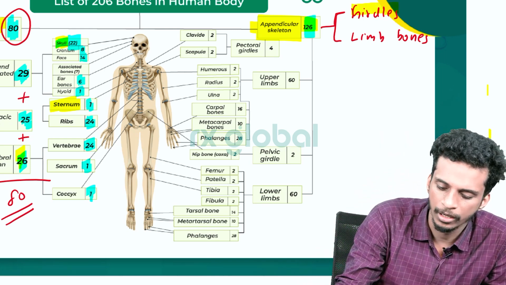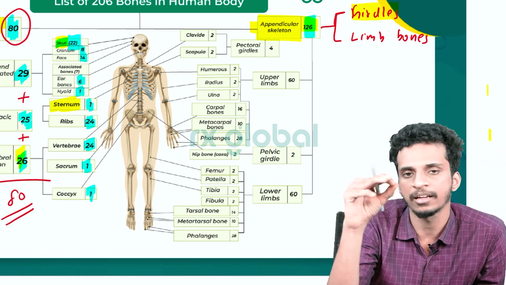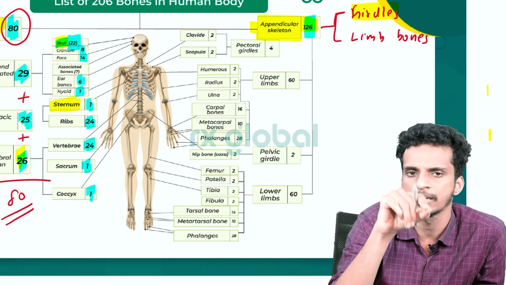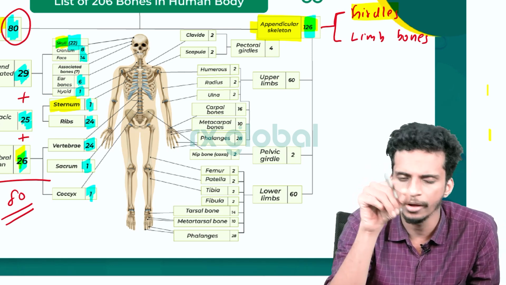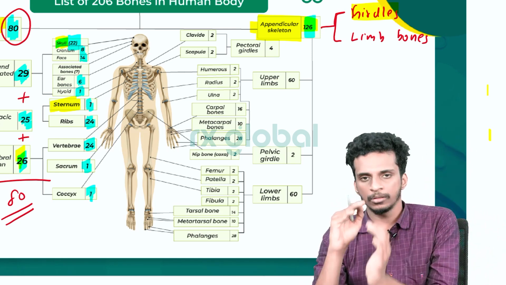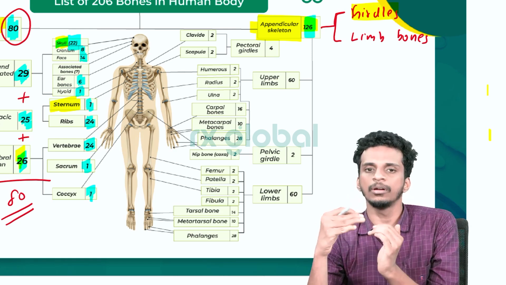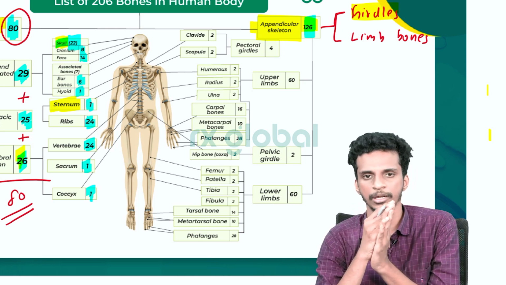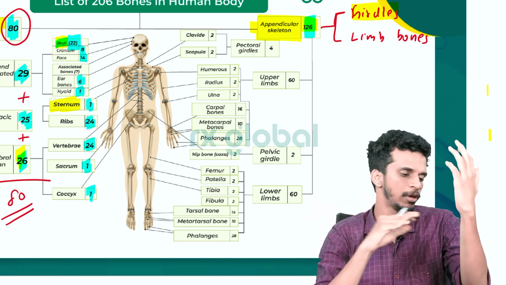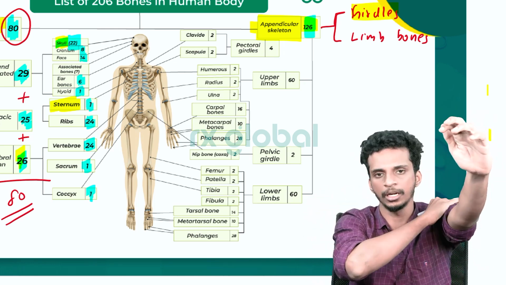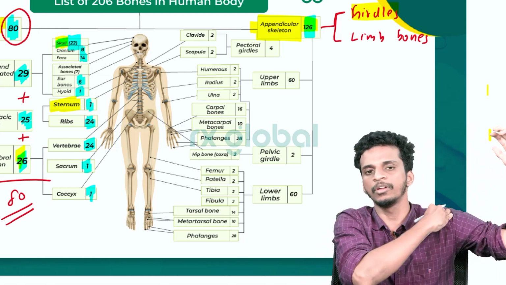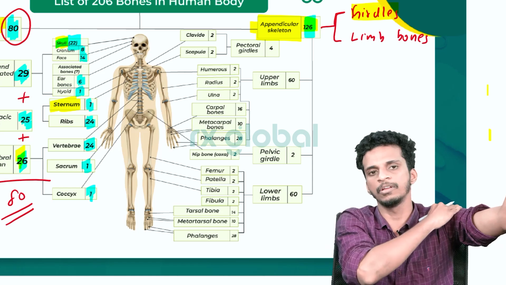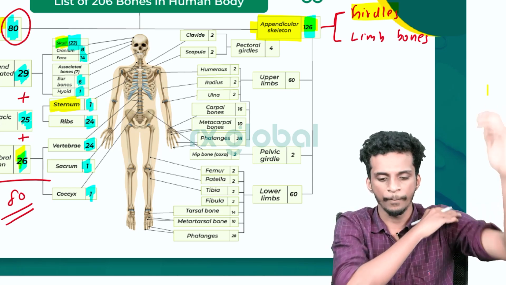So what's a girdle? Girdles are the bones which connect the axial skeleton with the appendicular skeleton. I hope it's clear. Even though they are connections, we count the girdles with the appendicular skeleton. Where do we need the connections? We have the upper limbs. This is the appendicular skeleton and this is the axial skeleton. So here we need a connection, and that connection is called the pectoral girdle.